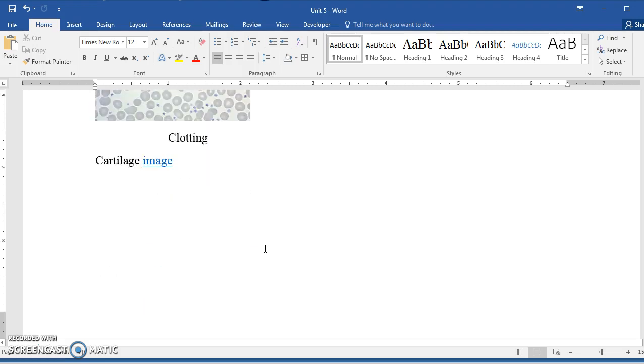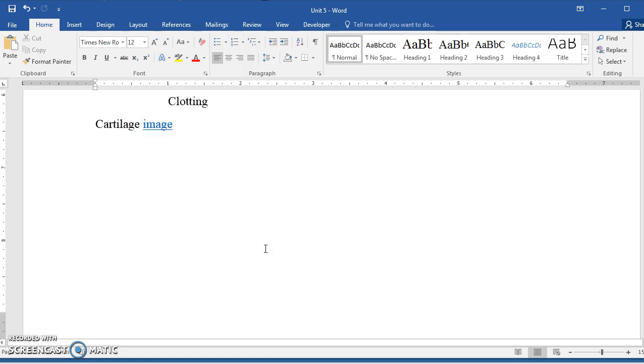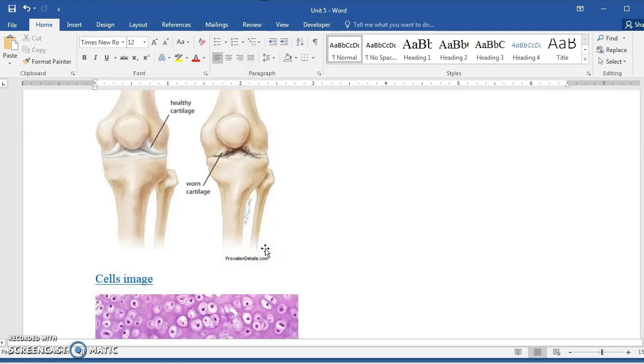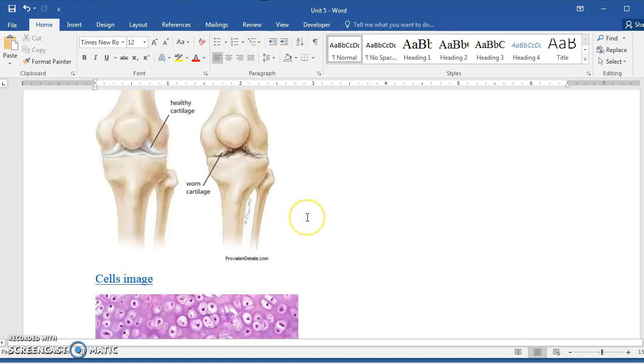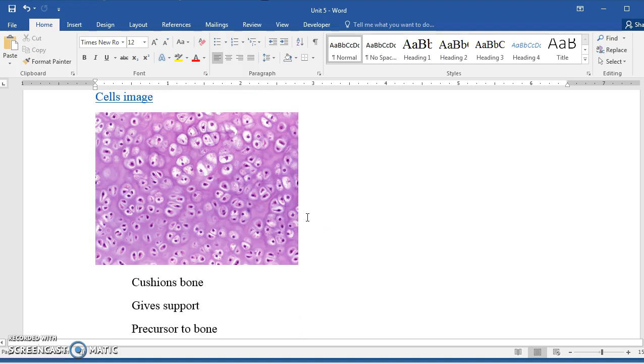Another type of connective tissue is cartilage. I have an illustration here of cartilage that is at the ends of long bones, and specifically here it's in the knee joint. It shows healthy cartilage on the left and unhealthy or worn cartilage on the right. And sometimes this cartilage has to be taken out, and then you just have bone against bone. But one of the purposes of the cartilage is to cushion bone and allows for the bones to slide across each other more easily.